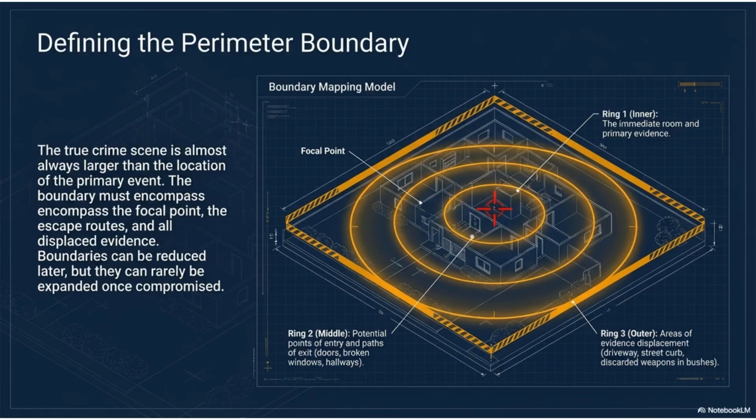The true crime scene is always larger than the primary event. The boundary must encompass the focal point, escape routes, and displaced evidence. The boundary mapping model includes 3 rings: Ring 1, inner; Ring 2, middle; and Ring 3, outer.